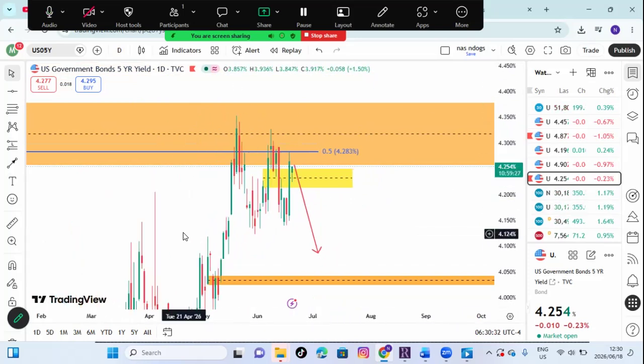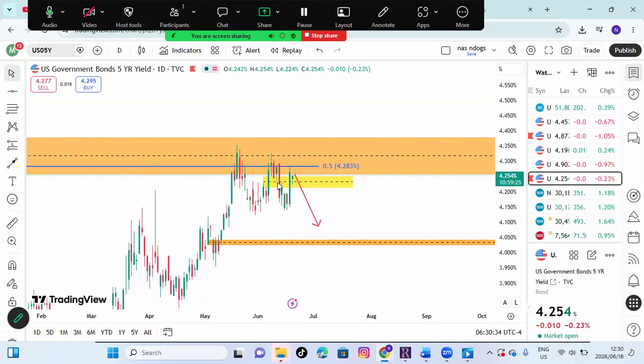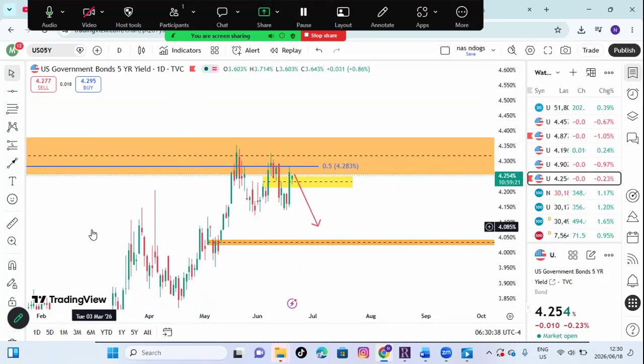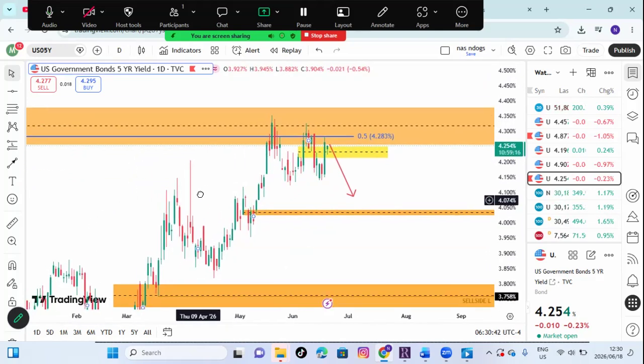So if these are going to go down like this, you're going to see the NAS go up, S&P up, the Dow up, right? And that's Social Trades, and that's value at no cost.